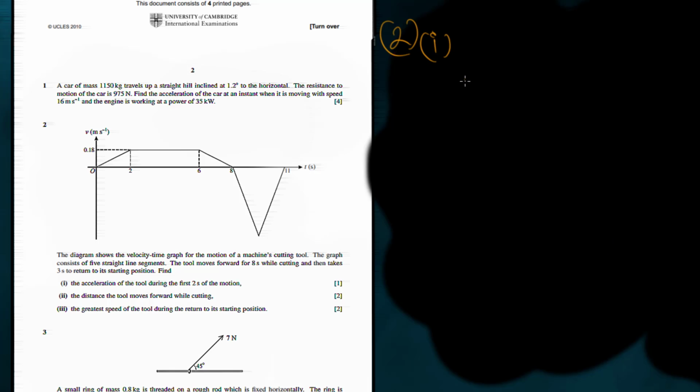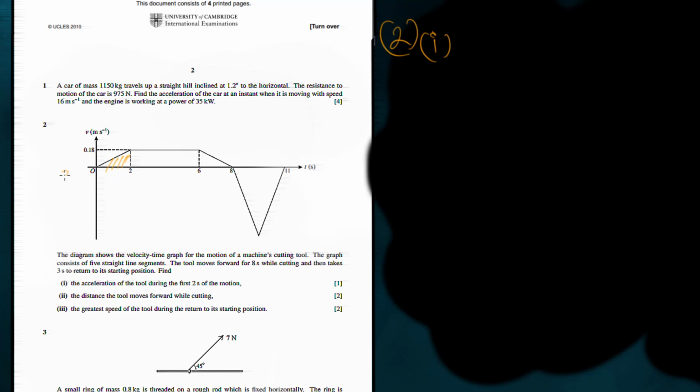Now let's move on to question number 2. In question number 2, you have a diagram given. You can pause the video and read through the diagram. The first part is find the acceleration of the tool during the first 2 seconds of the motion. So basically you have to find the acceleration in the first 2 seconds.